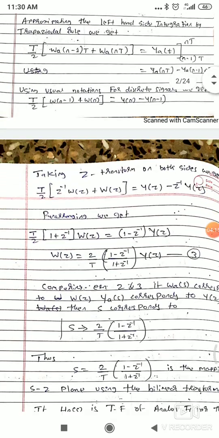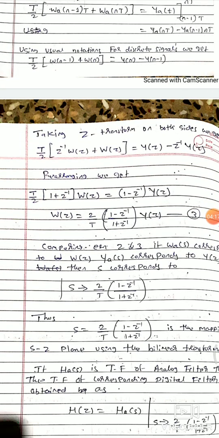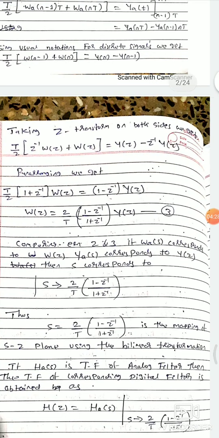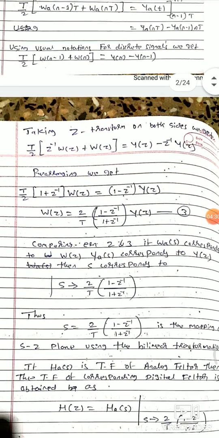Now take the z transform on both the sides. These are discrete signals we have written, so now take the z transform. So T by 2 z inverse W of z plus W of z. On the RHS, y of n becomes y of z. The z transform of y of n minus 1 can be written as z inverse into y of z. Same thing both the sides, taking the z transform on both the sides.